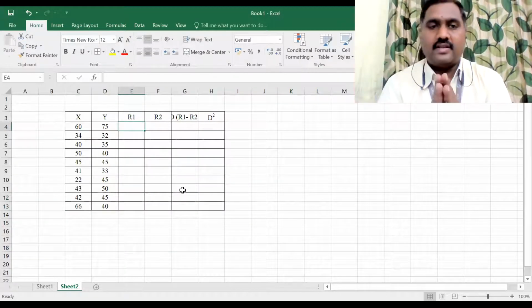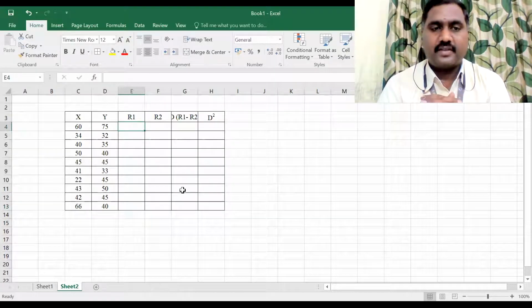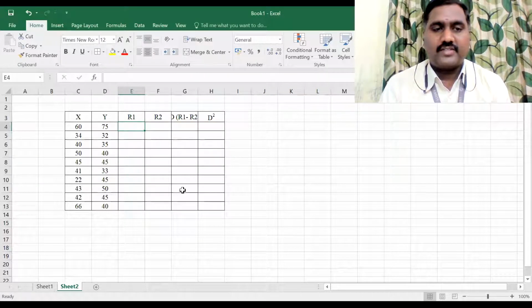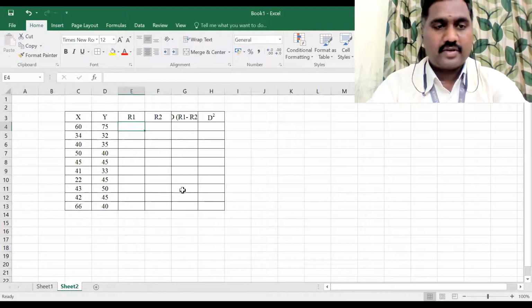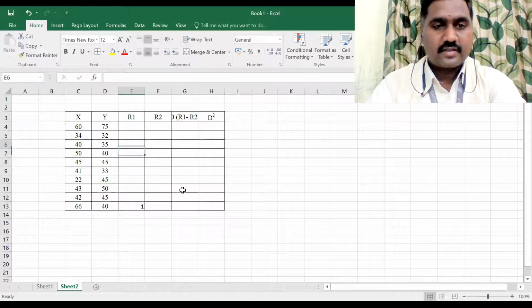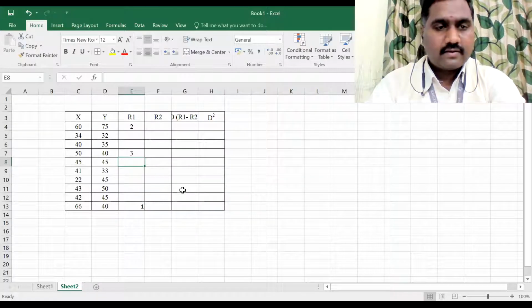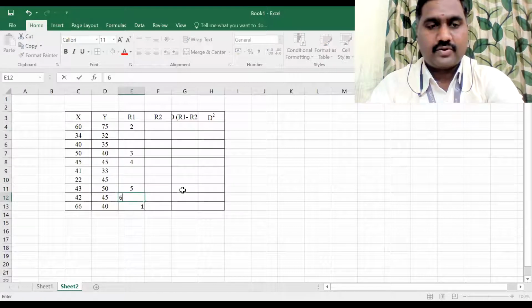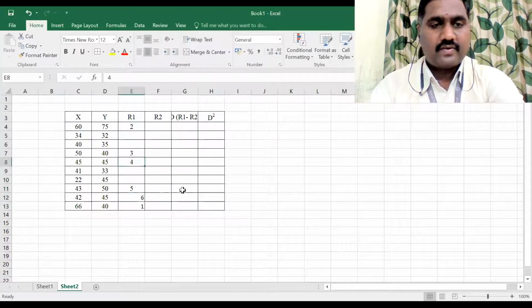You know how to find out the rank. Now tell me which is the highest rank in the x. Anyone who worked it out, can you tell me the order of the ranks for the x variable? You can unmute and tell me. The first one will be 66. The second one will be 60. The third one will be 50, right? Fourth one will be 45. Fifth one will be 43. Sixth one will be 42. And seventh will be 40.